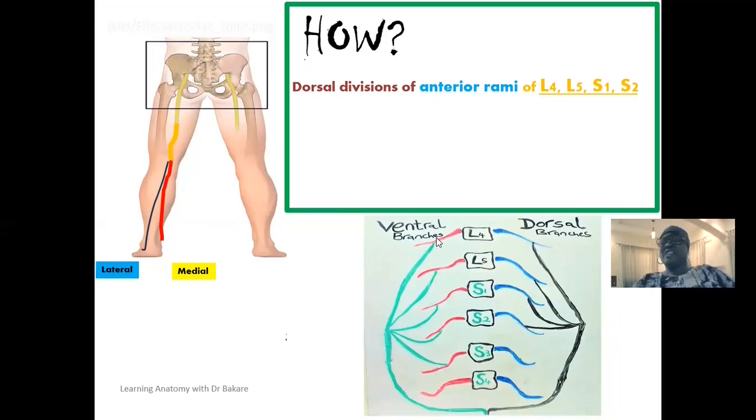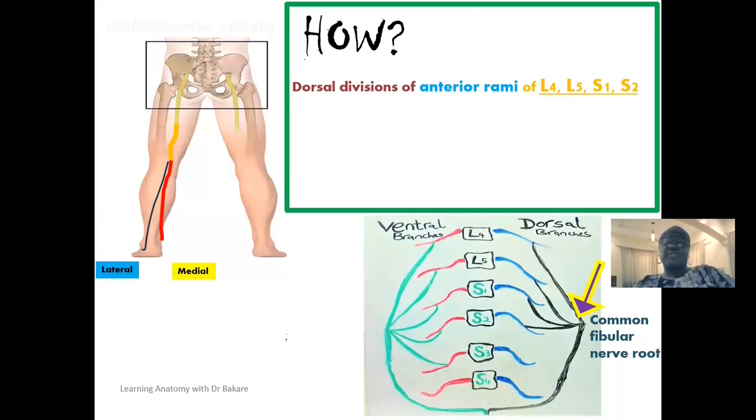If you look at the ventral divisions here, you see that it is highlighted in red, and the dorsal divisions here are highlighted in blue. So from the dorsal divisions is where we have the emergence of the common fibular nerve. And we say that the common fibular nerve would emerge from the dorsal divisions of the anterior rami from L4, L5, S1, and S2. And this is where we have the emergence here at this point that is highlighted here in yellow. This is where we have the root of the common fibular nerve.